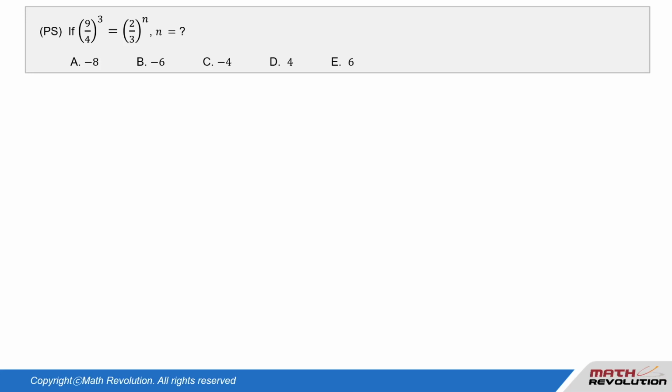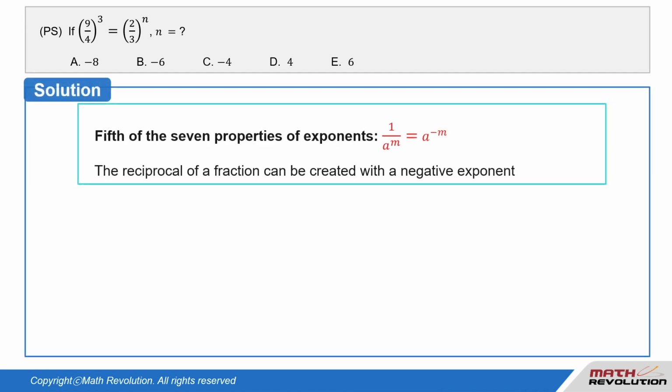Question. If (9/4)^3 is equal to (2/3)^n, then n equals what? Solution. Fifth of the 7 properties of exponents.